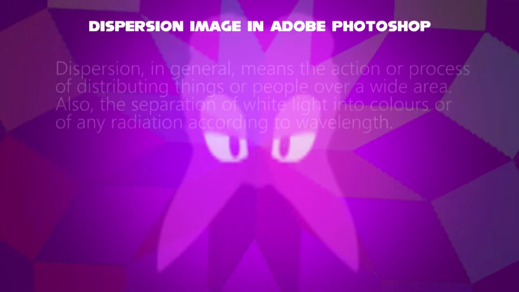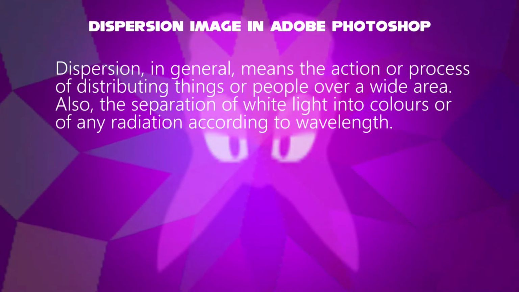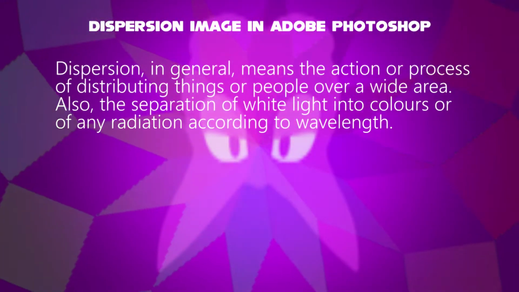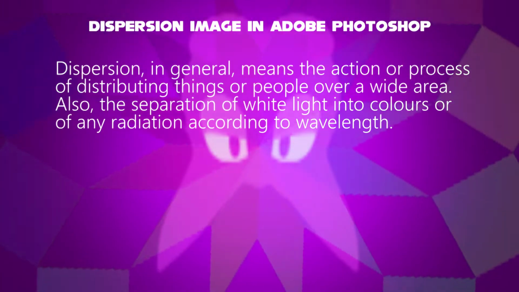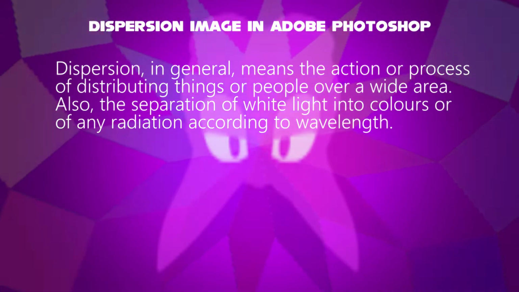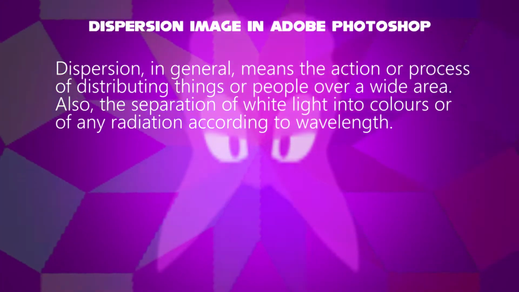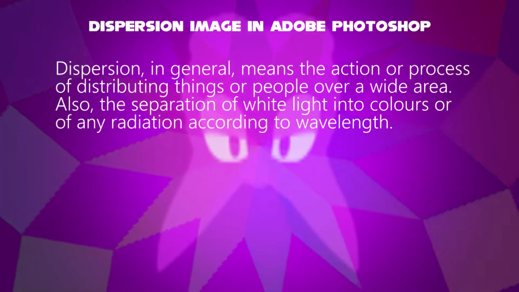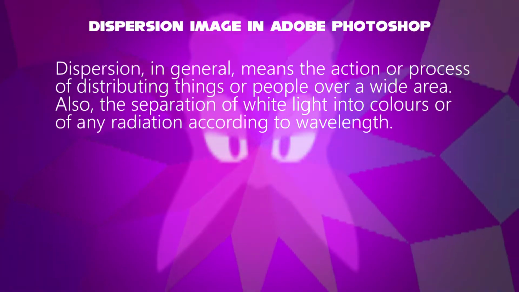Dispersion, as you know, in general means the action or process of distributing things or people over a wide area. Other meanings include the separation of white light into colors, or of any radiation according to wavelength, with the help of a prism. This can be done in physics in another video with miles tails per hour.